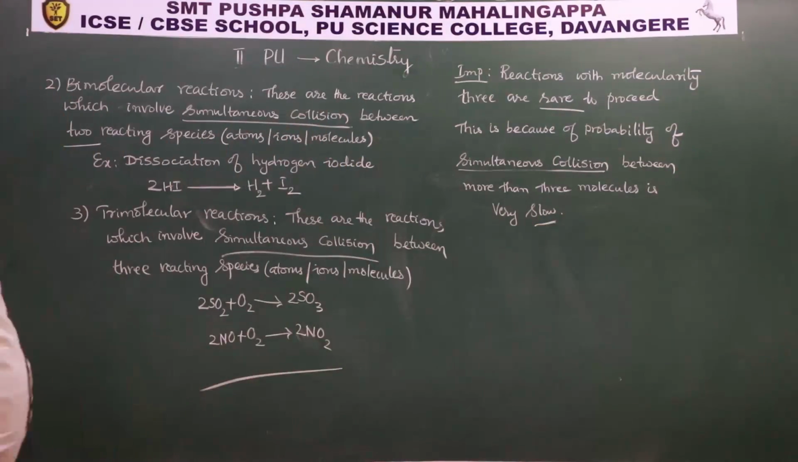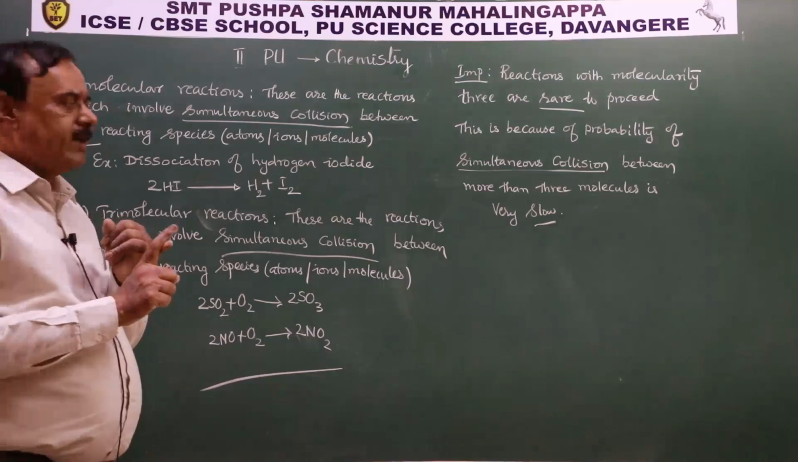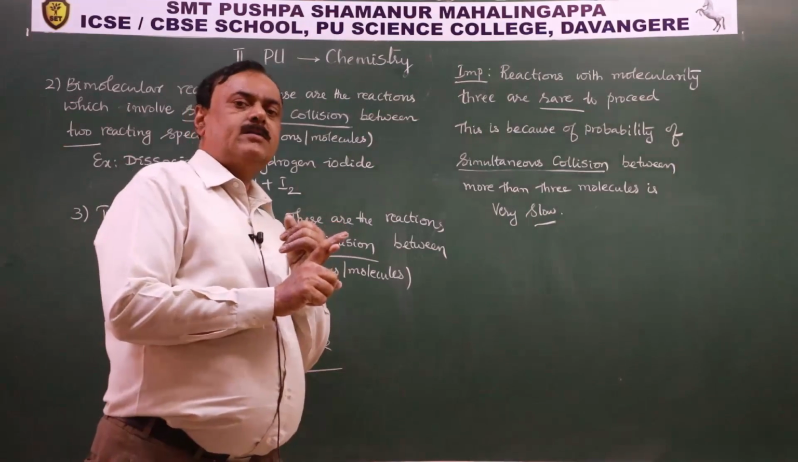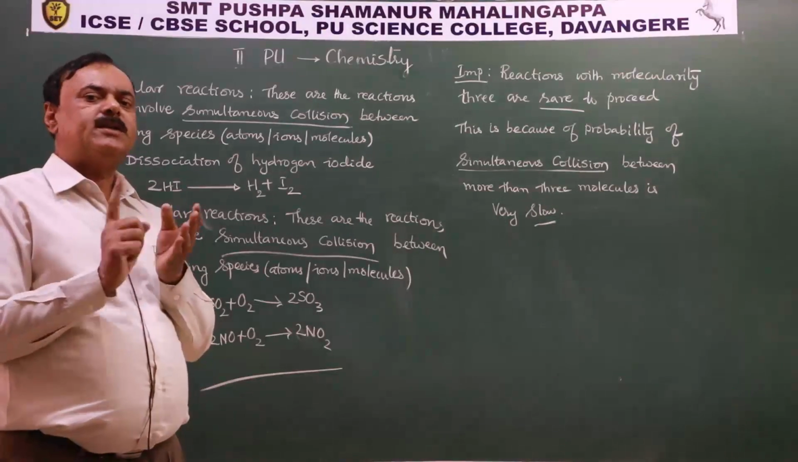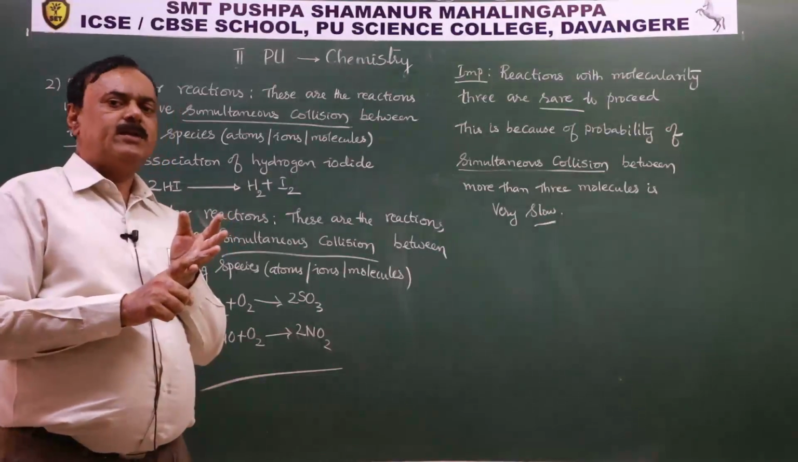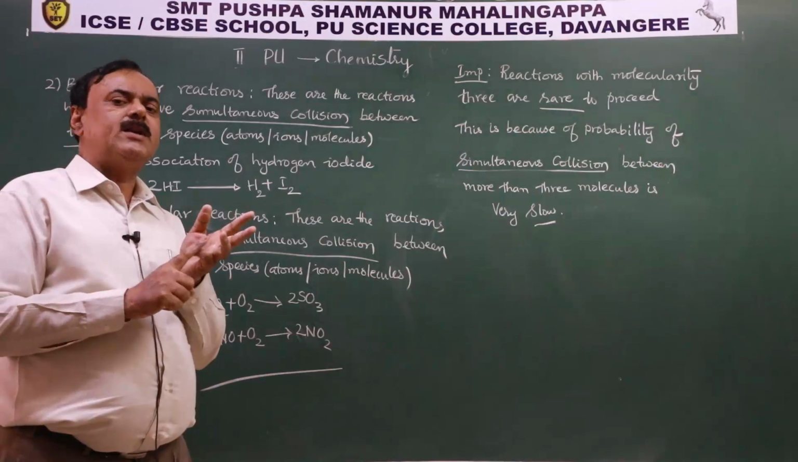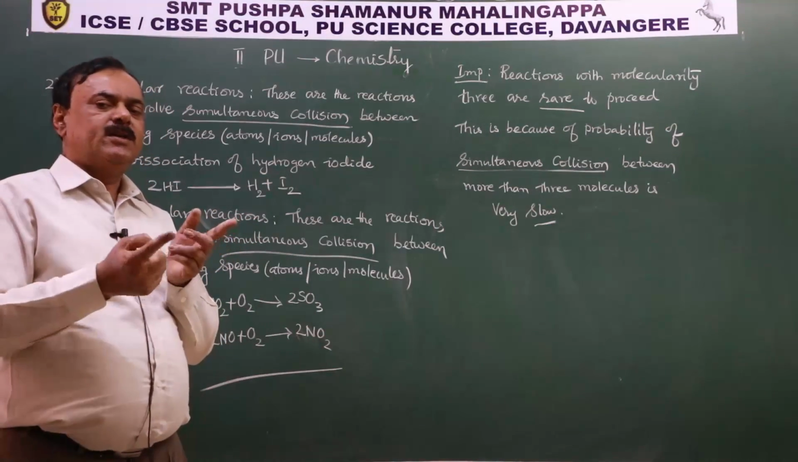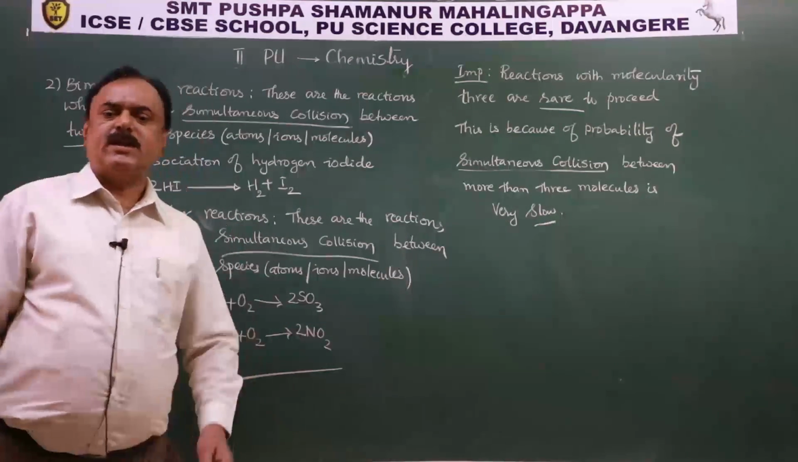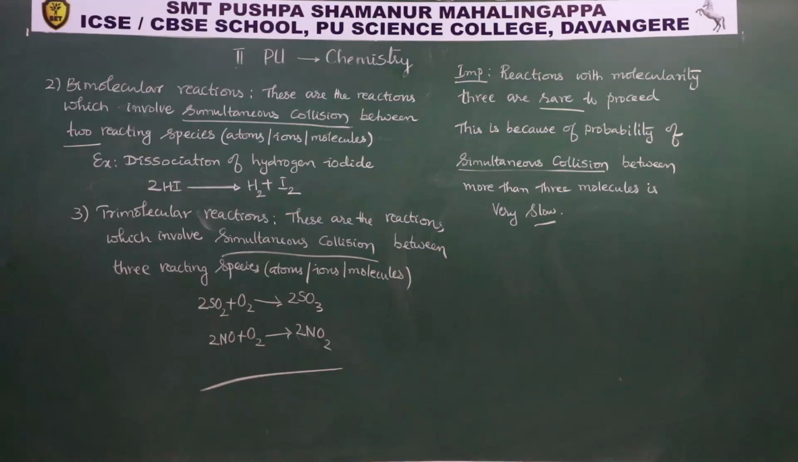This is clear? This is about the molecularity of a chemical reaction, its very important definition, and unimolecular, bimolecular, and trimolecular reactions along with examples. Important points: molecularity of a chemical reaction is always a whole number, it is not a fraction, and it is not equal to 0.